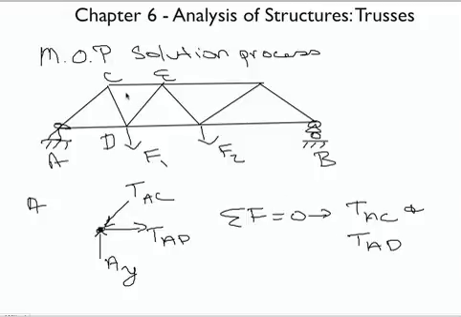Then you pick another point, let's say this point, and draw the free body diagram of that. It would look similar to this. And then you'd move to D, and then E, then F, then G, and you'd have all of them completely solved.